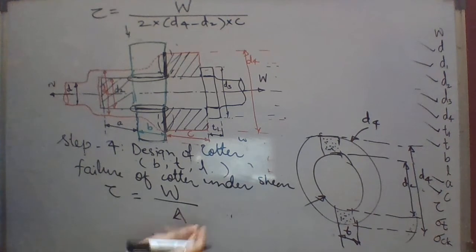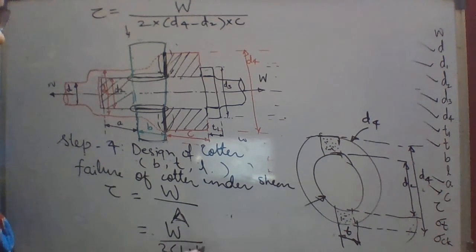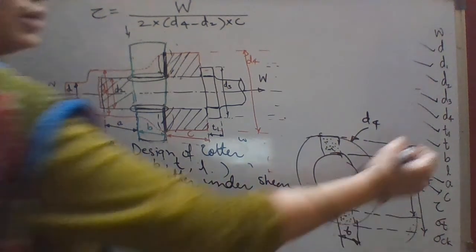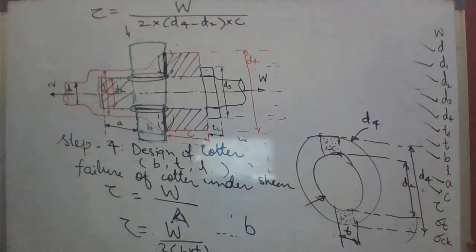Now how much is the area of cotter which is under shear? Will it be W upon 2 into B into T? That plane is visible in top view. So it will be W upon 2 into B into T. Okay. So यहाँ से हमको मिल जाएगा B. Because T हमारे पास ऑलरेडी है तो हमको मिल गया अल्फाबेट B मिल गया. Okay. अब बचा है only the L, small letter L, the length of the quarter.